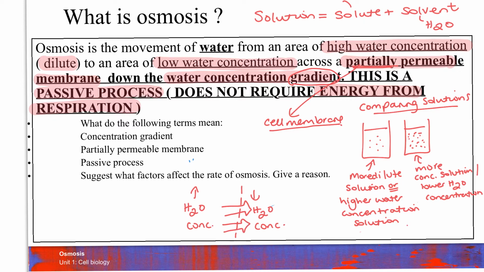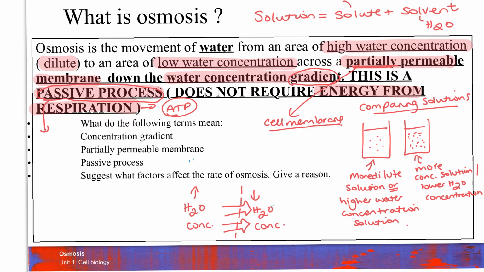Now, let's just think about this. This is a passive process, i.e. does not require energy from respiration. Well, we know that energy is released in the process of respiration in the form of ATP. So when we do processes that require ATP, we say we need to do respiration in order for those processes to occur because they require energy. That doesn't mean that it doesn't need any energy at all. So it doesn't take energy from respiration, so it's passive, but it does require energy.